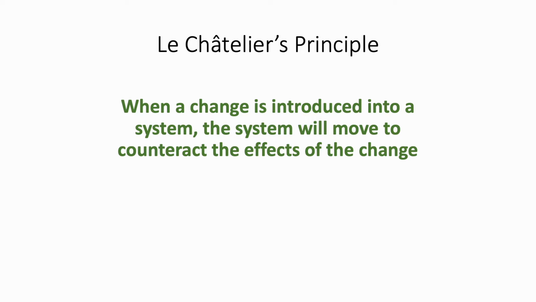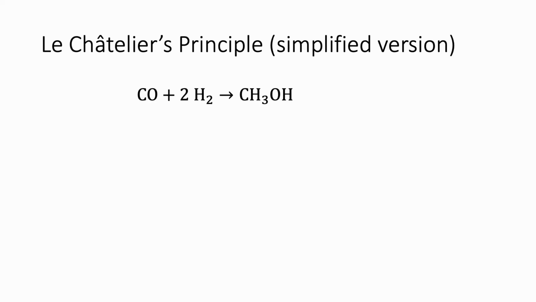When a change is introduced into a system, and I should add a system at equilibrium, even though it doesn't explicitly say that in your book, the system will move to counteract the effects of the change on the system. So what is this saying?